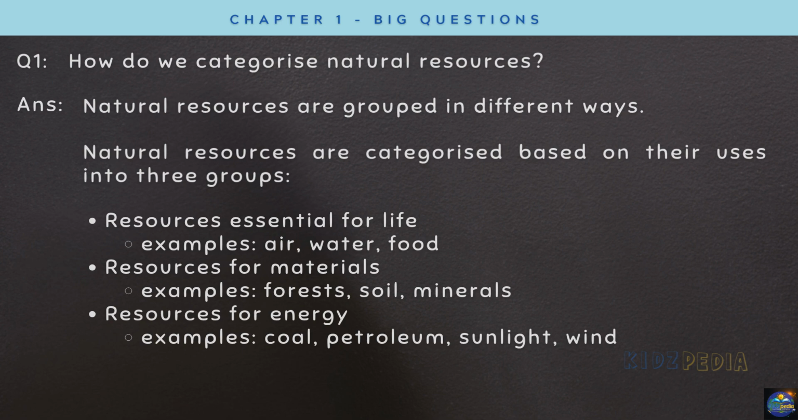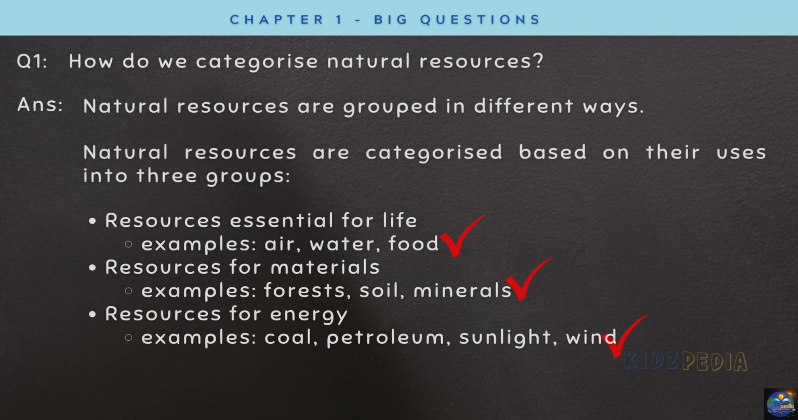Resources essential for life includes air, water, and food, which are necessary for survival. Resources for materials include forest, soil, and minerals, which are used to make various products. Resources for energy includes coal, petroleum, sunlight, and wind, which help produce energy and power.